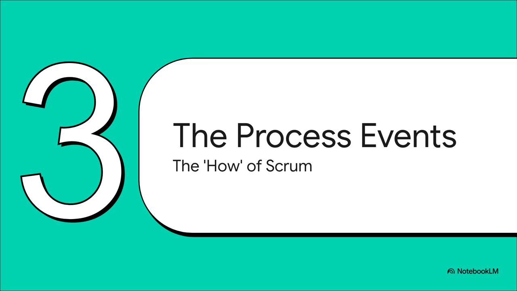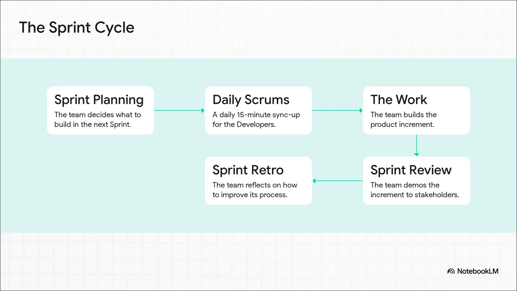Okay, so we've met the players. Now, what's the game plan? Let's look at the how of Scrum, the process and the events that give it a steady rhythm. Everything in Scrum revolves around something called the sprint. A sprint is just a fixed period of time. Usually 2 weeks, but it can be anywhere from 1 to 4.